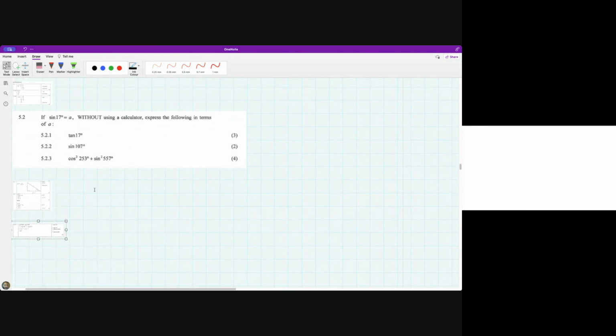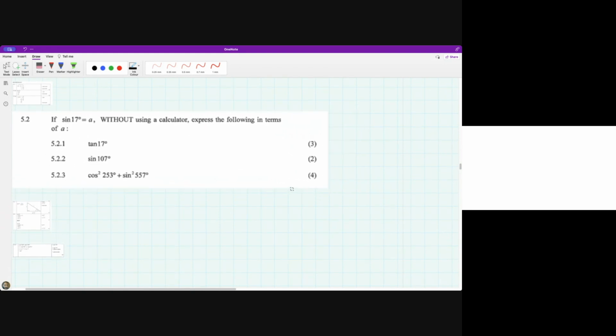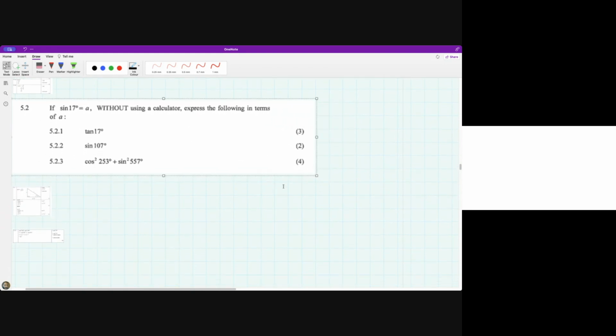So this is a combo question for the reduction formula and some of the questions we've been doing tonight. We have to take, it says, if sine of 17 is a, without using a calculator, express the following in terms of a. What is the most important step I need to do?